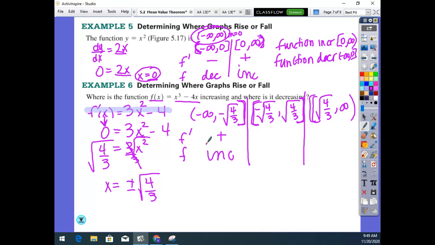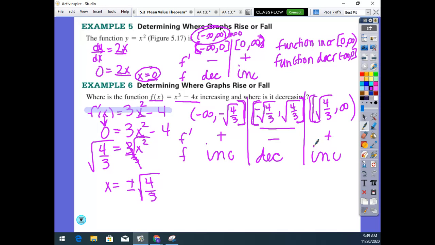Any interval that contains 0, always use 0. In between the negative square root and the positive square root, we're going to use 0. If I plug it back in, I get -4. Negative means my function is decreasing. And let's pick +2, plug it back in, I get positive, which is increasing.